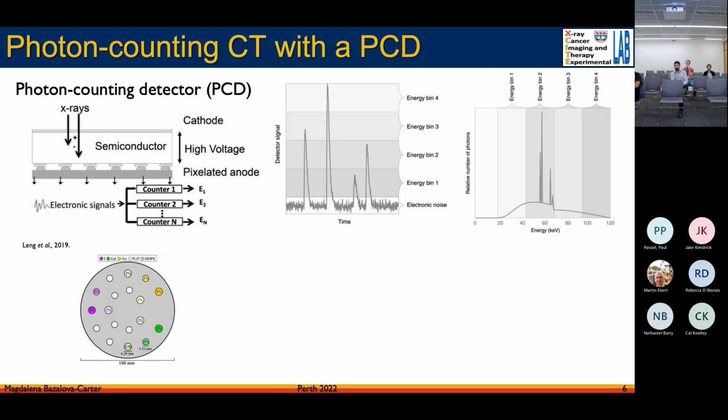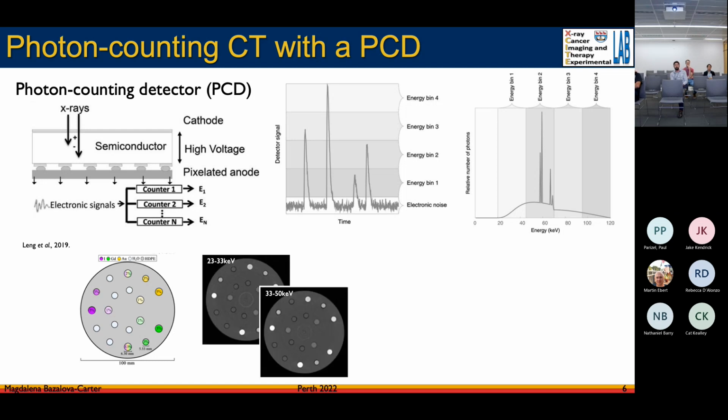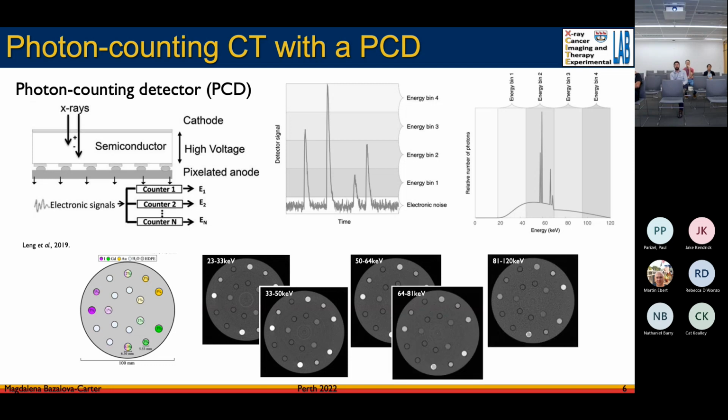I'm just going to demonstrate on the phantom that we just talked about. Remember, there are different materials in the phantom: iodine, gadolinium, and gold. Here I'm showing images of different energy bins: 23 to 33, 33 to 50, 50 to 64, 64 to 81, and 81 to 120 keV. If you know anything about X-ray fluorescence or K-edges of materials, you know that these edges, 33, 50, and 81, are actually the K-edges of the 3 different materials.